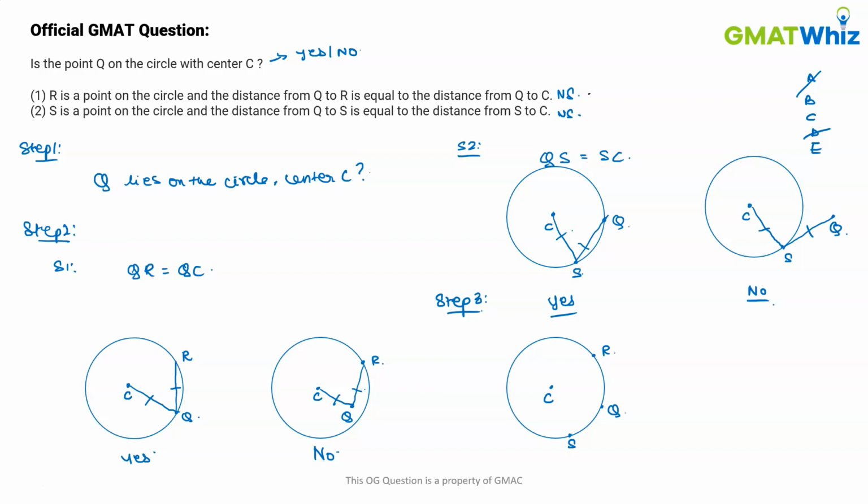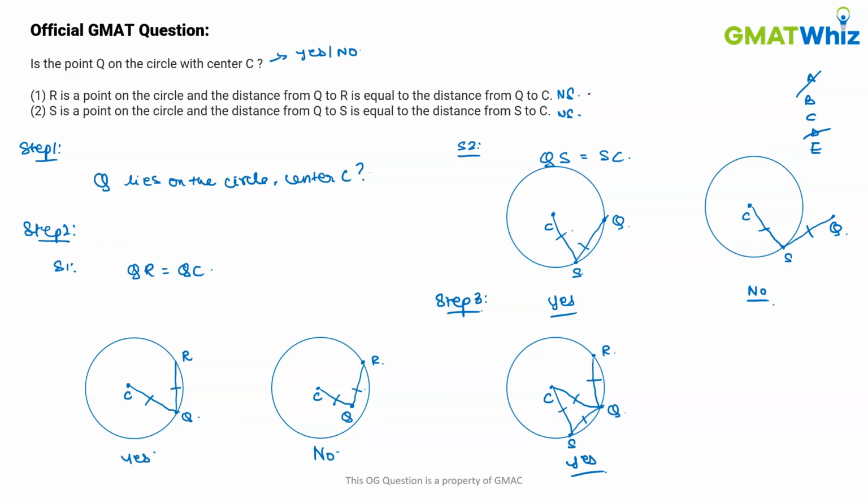So in this case, QS is equal to SC. These two distances are the same. And as per statement 1, QR is equal to QC. Since QC and CS are radii, all of these will be of the same length. Now in this case, we can answer the question with a yes, that Q lies on the circle.